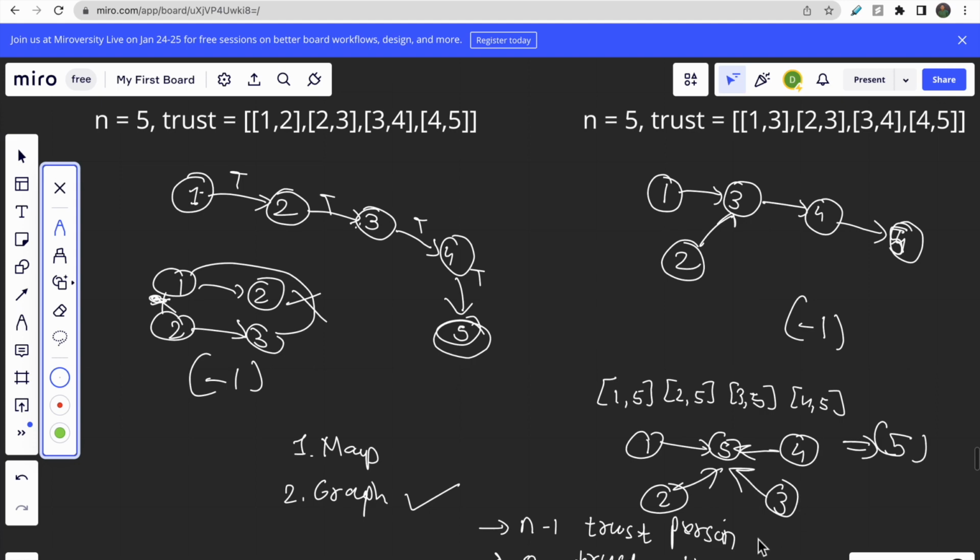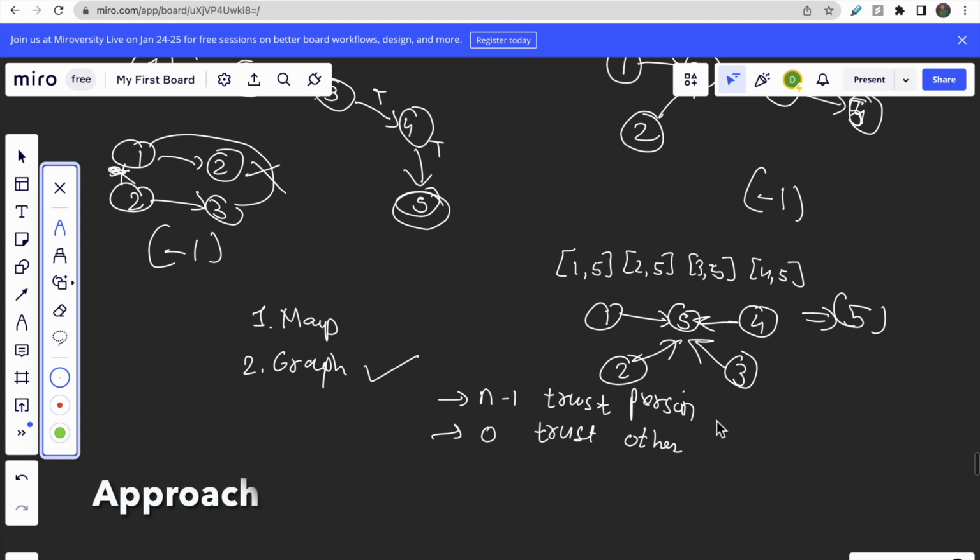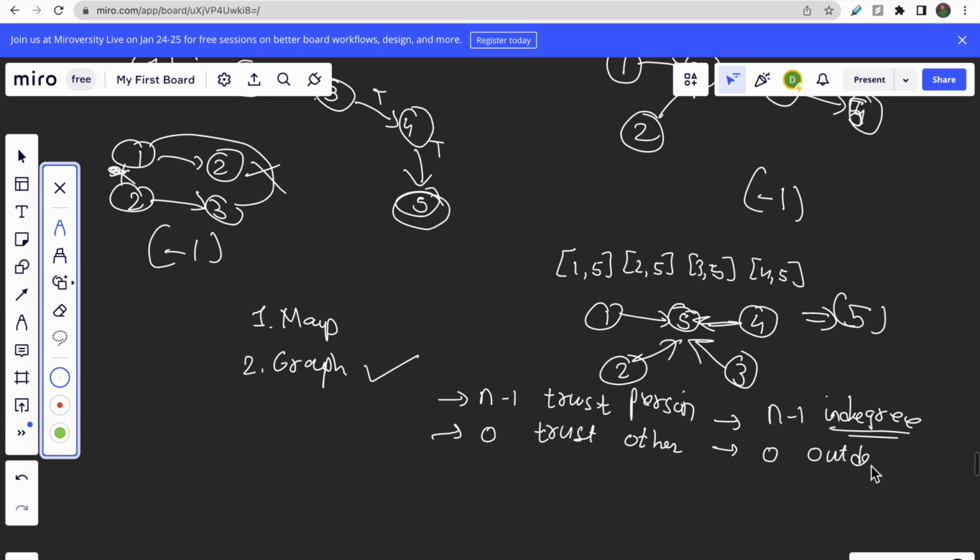Okay, so based on these two conditions, what we can say is that there must be n minus 1 in degree. In degree is the number of edges coming inside, or coming towards the node. So here for this node 5, the in degree is 1, 2, 3, 4, that is n minus 1, and the out degree is 0. That means the number of edges going out of the node must be 0 to satisfy these two conditions, right?